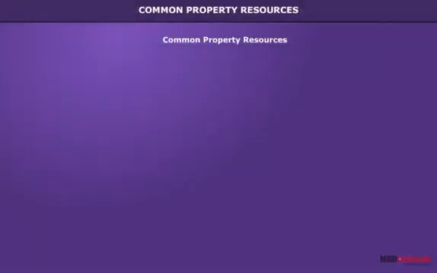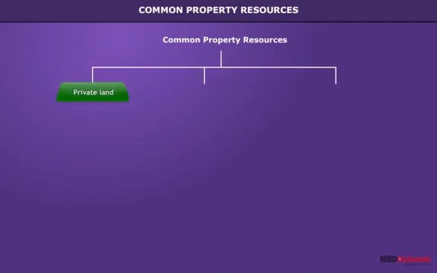Common property resources. On the basis of its use, land can be divided into private lands, community lands, and cooperative ownership.